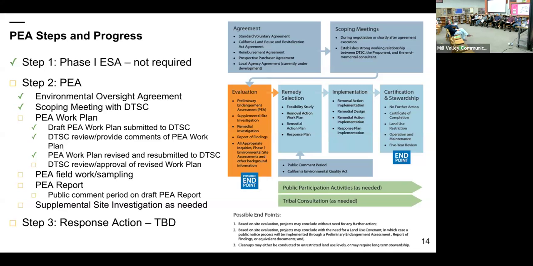The next steps will be to implement that investigation, go out in the field, and collect the samples that we need to collect. Then all the data we get will be used to prepare a PEA report that will again be submitted to DTSC and the LEA for their review and comment. And then ultimately there'll be a public comment period where the public can actually review the document and provide comments and questions that they might have. Based on the results of the report, additional investigation might be needed, or step 3, where you go to the response action, which would be developing any mitigation or remediation approaches. Next slide, please.